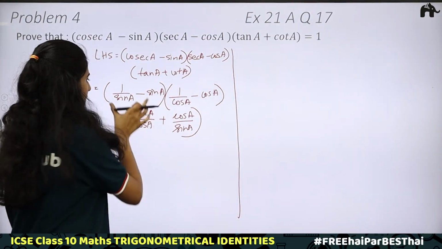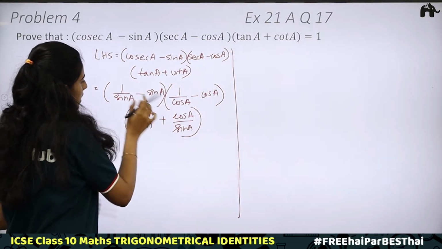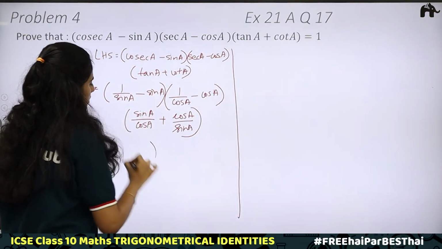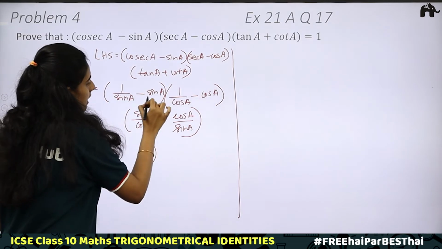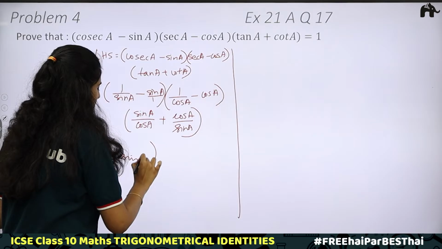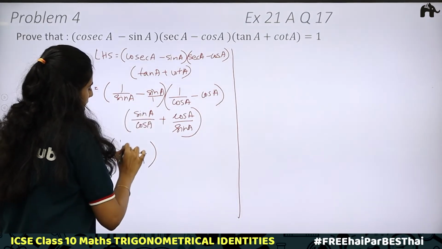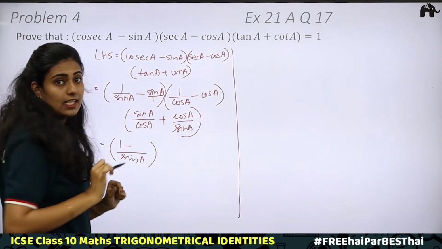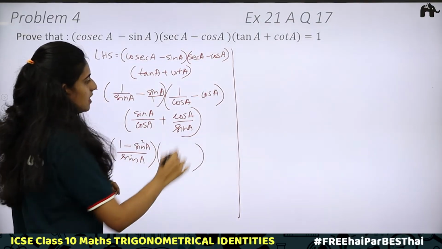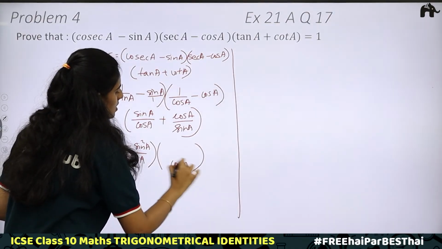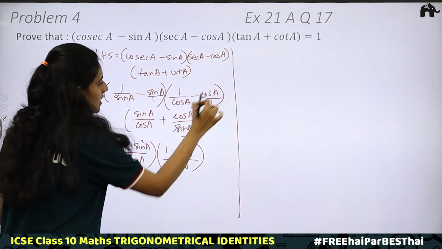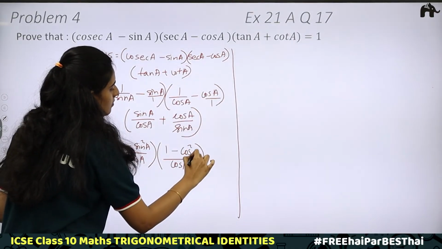Now consider them separately. Inside the first bracket we have 1 by sin A minus sin A. Here the denominators are sin A and 1, so the LCM will be sin A. Cross multiplying, 1 into 1 is 1, minus sin A into sin A is sin square A. Similarly, in the next bracket the LCM is cos A, and we get 1 minus cos A into cos A, which is cos square A.